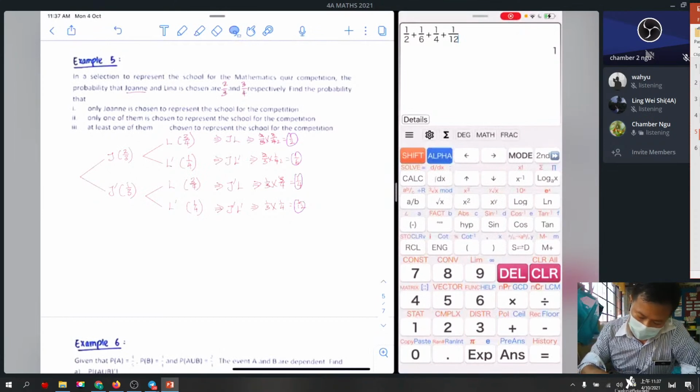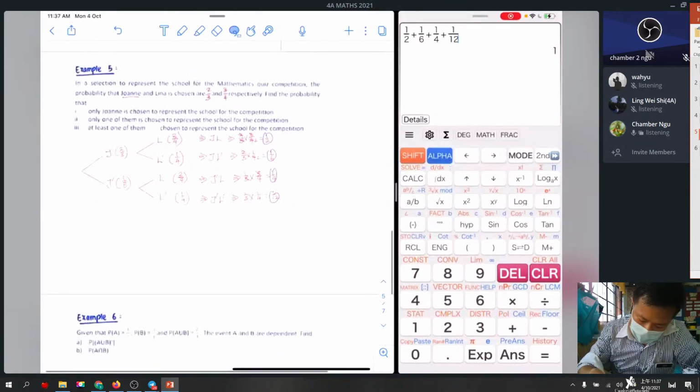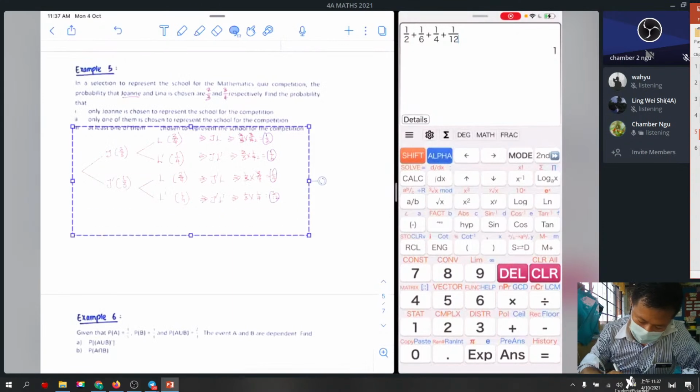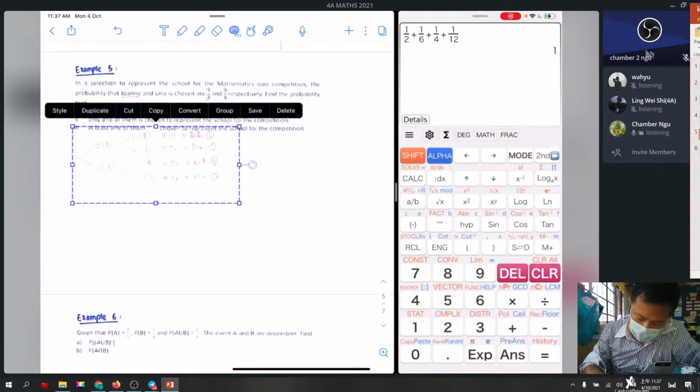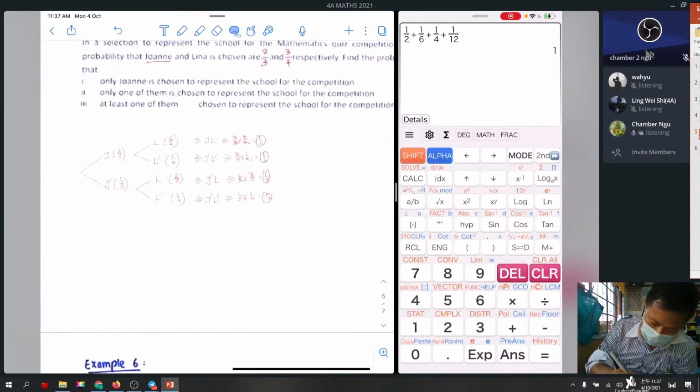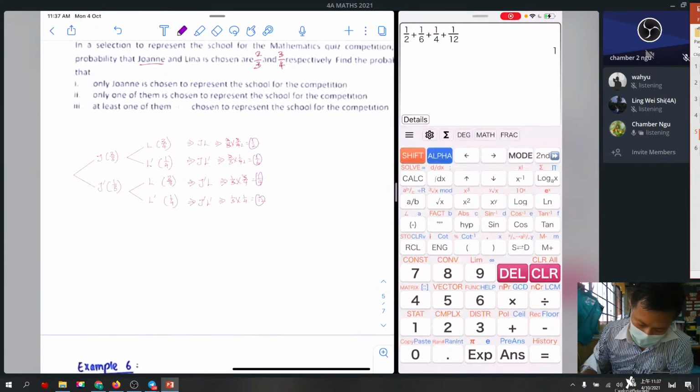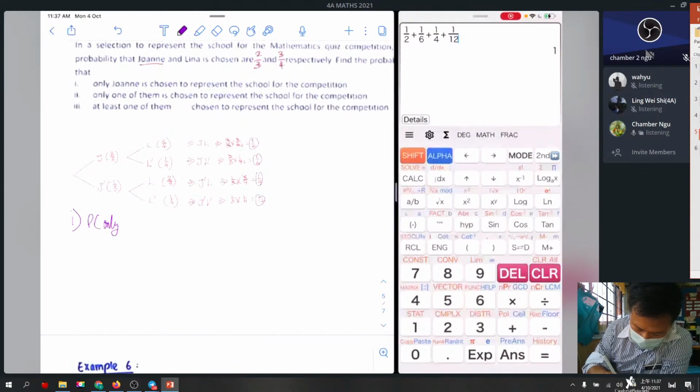Okay. So this one already done. Okay, now we try to answer the question. Okay, from here we will know only join is choose. Okay, kalau yang ini tepat salah sambung salin. Only join choose to represent the school.